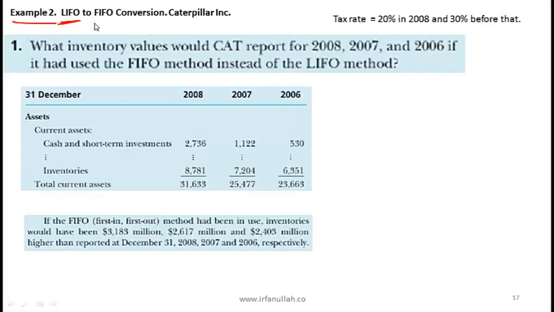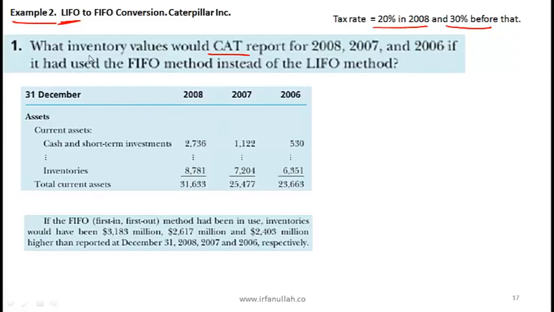Now an analyst wants to compare this with maybe a European company, and to compare, he wants to convert all Caterpillar, generally called CAT, so all Caterpillar's numbers into FIFO. Okay, so that's what we are doing. We are told that the tax rate in 2008 is 20%, and in earlier years, 2007, 2006, it was 30%.